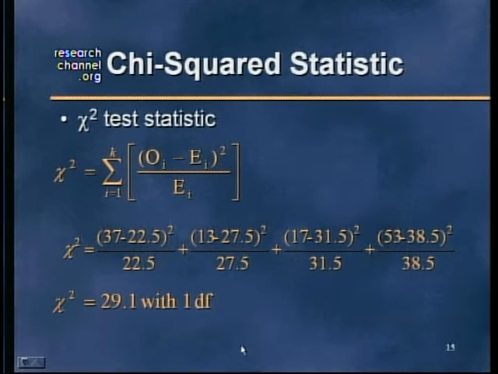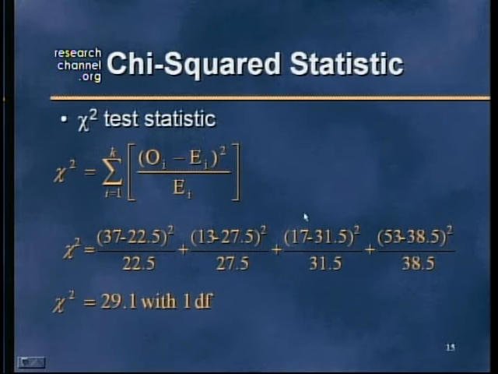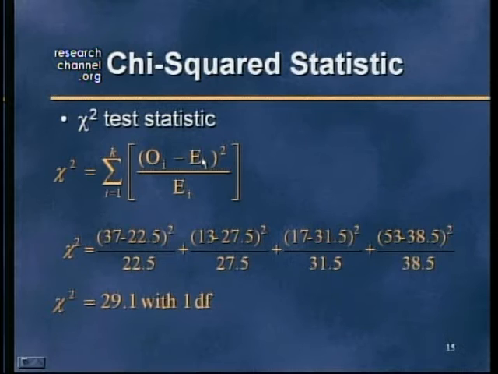Does that make sense? What's the whole point of this chi-square statistic? It's just looking at how much discrepancy there is between observed and expected. How much discrepancy there is between 37 and 22.5, between 13 and 27.5, between 17 and 31.5, etc. And it's reflected then in this chi-square statistic of 29.1, which is very large. If there was little disagreement between observed and expected, this chi-square statistic would take on values closer to 0. So again, reiterating, if what you observe is what you expect, the numerator would be equal to 0. This chi-square statistic would be low or equal to 0.